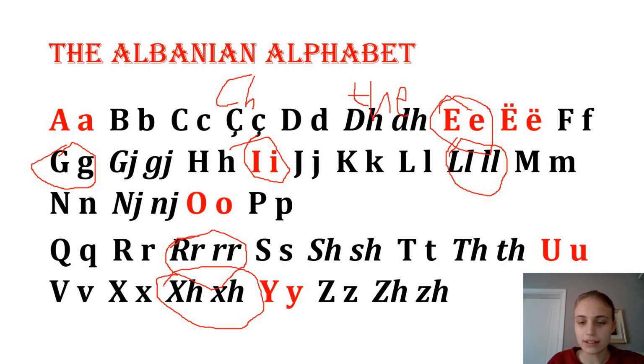Then Z and Z and H, which make J. Okay, so here we have all the letters. So I told you how we pronounce these letters.